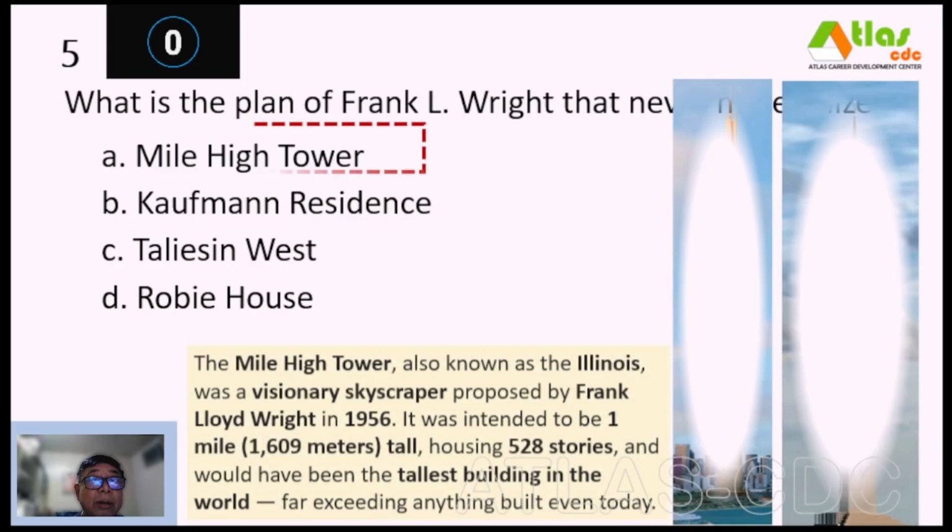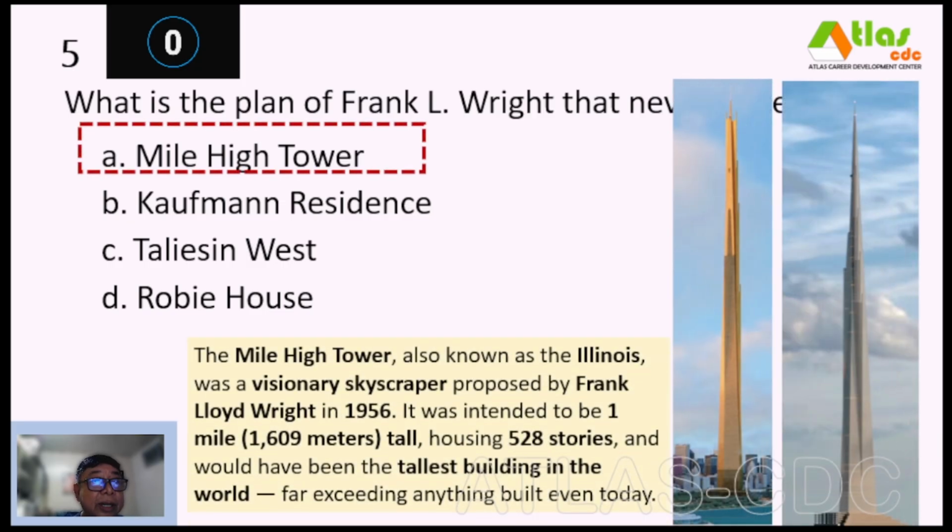And our correct answer is letter A, Mile High Tower. So ito yung mga bagong render, no, na mga drawings. The Mile High Tower, also known as The Illinois, was a visionary skyscraper proposed by Lloyd Wright in 1956. It was intended to be 1 mile or 1,609 meters tall, housing 528 stories, and would have been the tallest building in the world, far exceeding anything built even today.